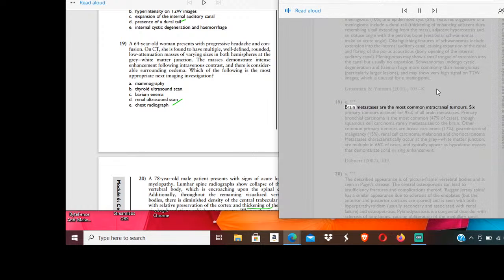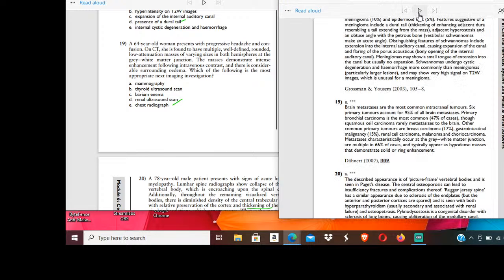19. E. Brain metastases are the most common intracranial tumors. 6 primary tumors account for 95% of all brain metastases. Primary bronchial carcinoma is the most common, 47% of cases, though squamous cell carcinoma rarely metastasizes to the brain. Other common primary tumors are breast carcinoma, 17%, gastrointestinal malignancy, 15%, renal cell carcinoma, melanoma, and choriocarcinoma. Metastases characteristically occur at the gray-white matter junction, are multiple in 66% of cases, and typically appear as hypodense masses that demonstrate solid or ring enhancement. Dähnert, 2007, 309.